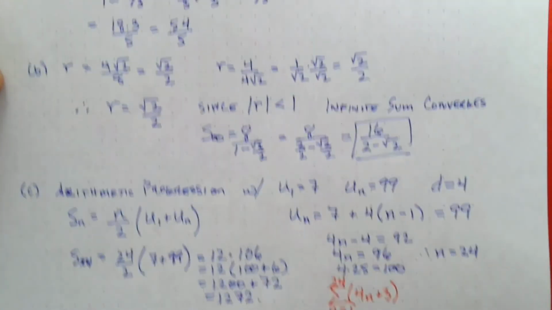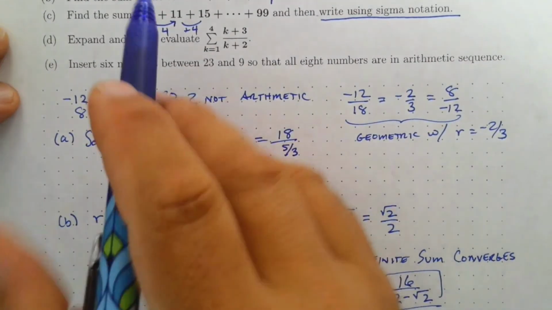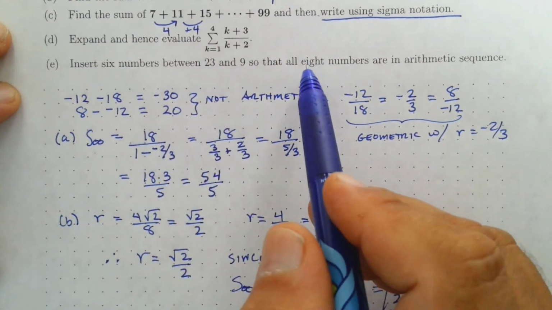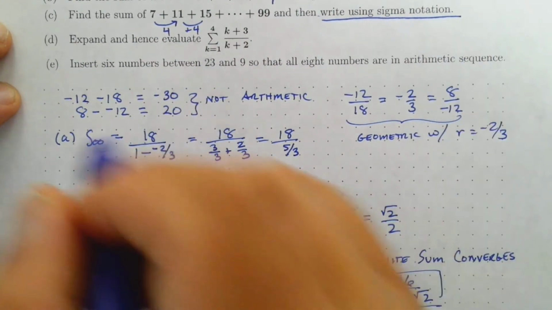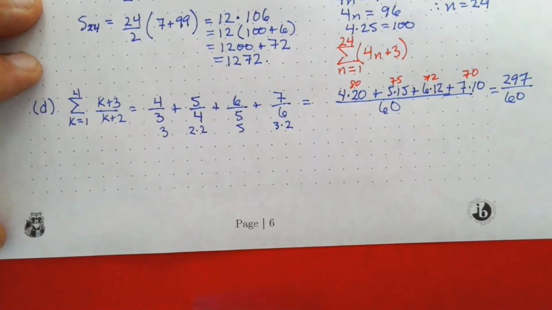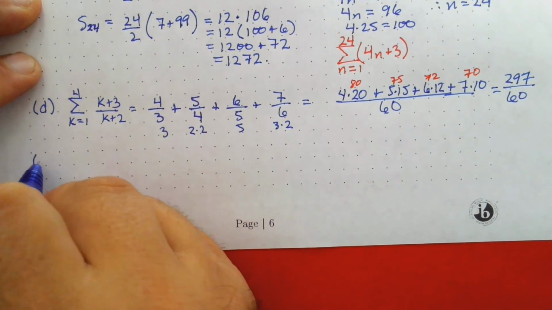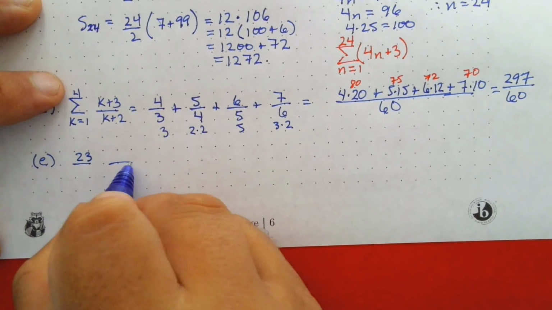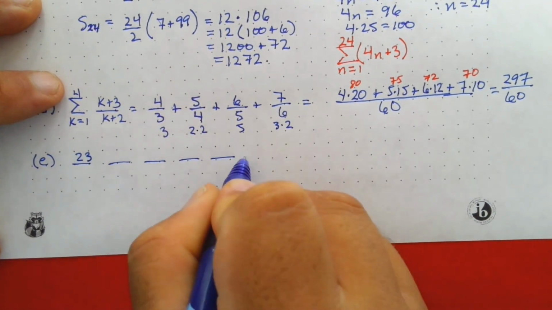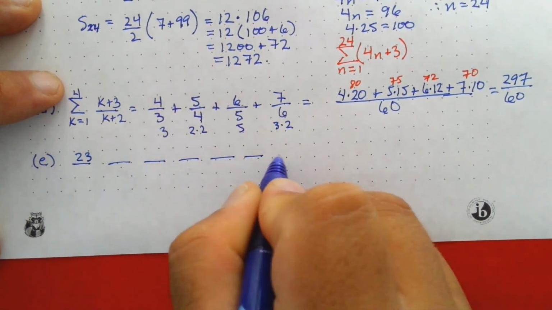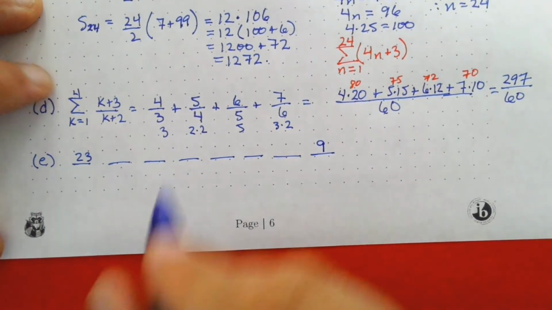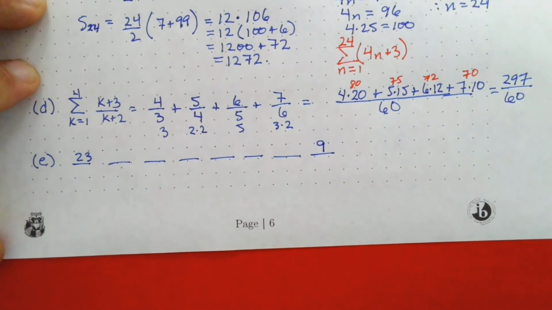And lastly, we have a problem that says we want to insert 6 numbers between 23 and 9 so that all 8 numbers are in arithmetic sequence. So I can think about this visually and then do the mathematics. So I have 23 and then 1, 2, 3, 4, 5, 6 numbers, and then 9. And I want there to be a common difference.